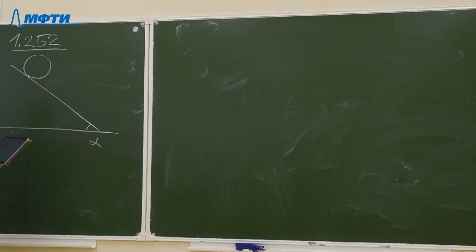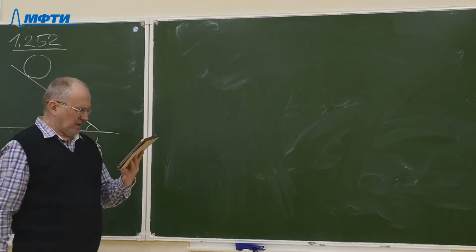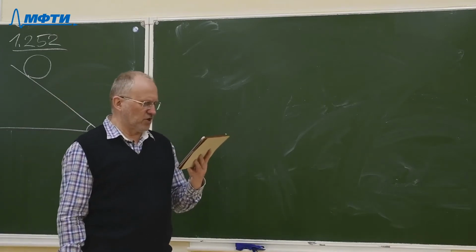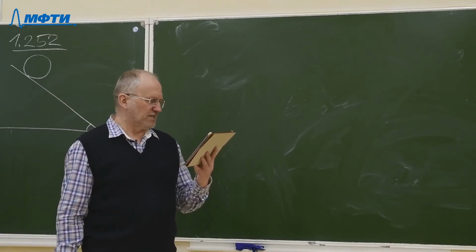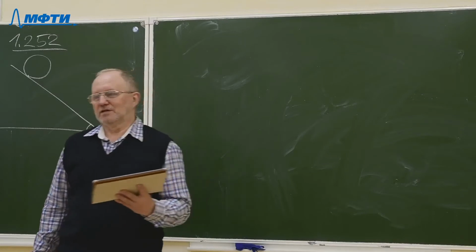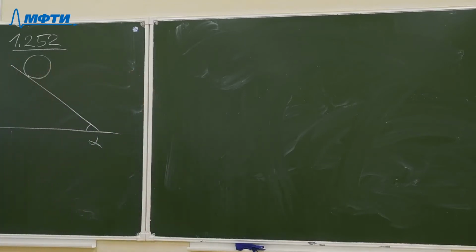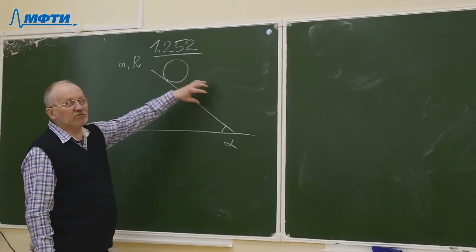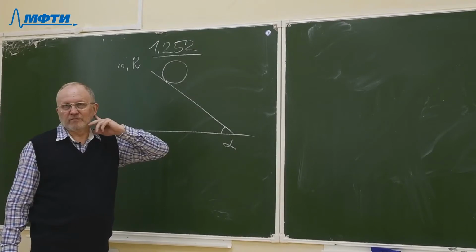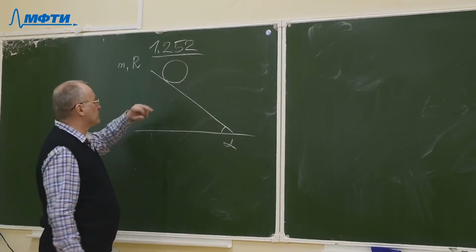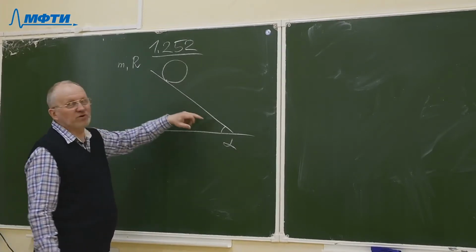And we have to find the magnitude of the friction coefficient at which slipping is absent. So the statement of the problem specifies the condition that the sphere rolls down without slipping. And we have to find at what friction coefficient this is possible.